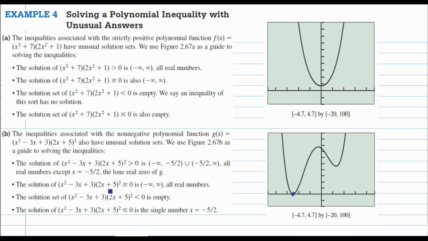The solution set that will make the function greater than or equal to 0 is all of them, because every x value will make the function either greater than 0 or equal to 0. Now, as far as less than 0, that's still an empty set. The solution set that will make the function less than or equal to 0, still no less thans. No x values will make the y value less than 0, but one value, negative 5 halves, will make it equal to 0. So therefore, that is a single number, x equals negative 5 halves.